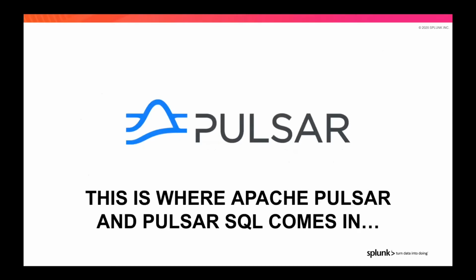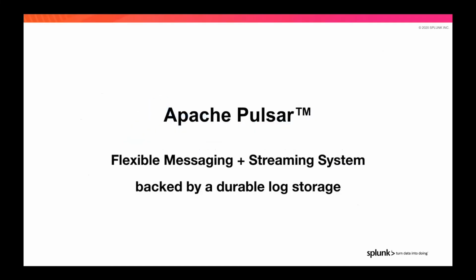So this is where Apache Pulsar and Pulsar SQL come in and really shine, to address those problems I've mentioned. I want to briefly talk about how Apache Pulsar is traditionally viewed. We would describe it as a flexible messaging and streaming system backed by durable log storage. What that gives people a picture of is that Apache Pulsar is a message bus, right? I publish messages and I consume messages from a topic or a channel, and that's it, right?